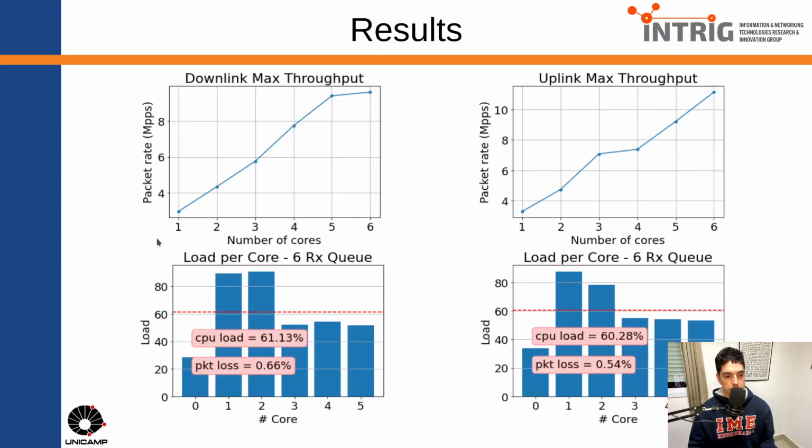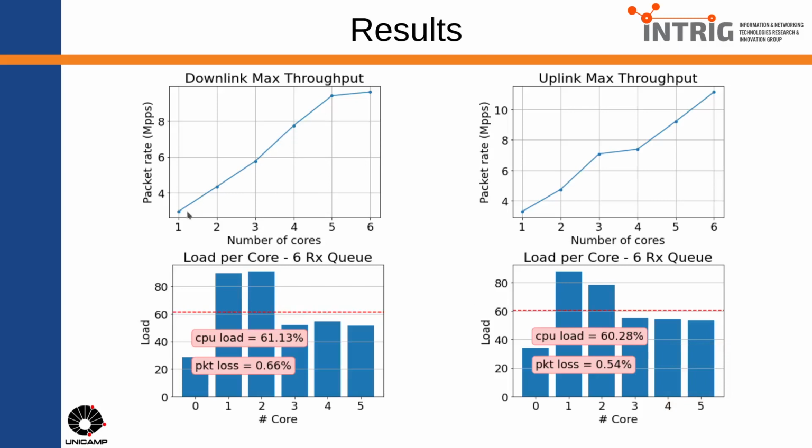The results, as we can see here, show the scalability regarding the number of cores for downlink and uplink. For 6 cores, we are using 61% of CPU, and here using 6% of CPU. So as you can see, there will be almost 40% CPU available for other tasks.